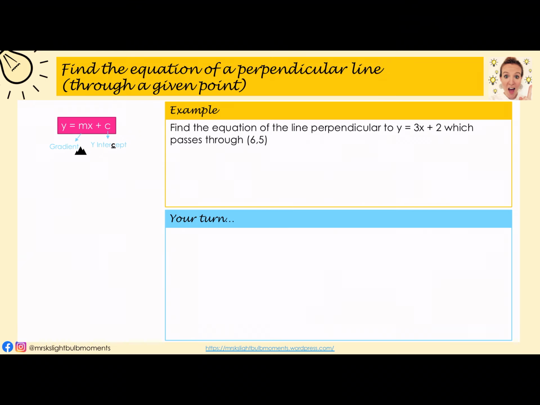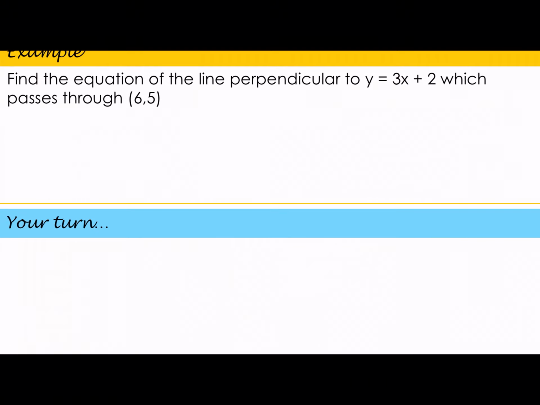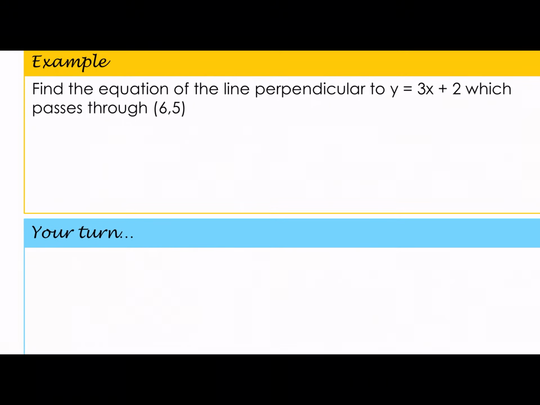Okay, well done. I told you there's one more. Okay, let's see if we can do this one now. Find the equation of the line perpendicular to y equals 3x plus 2, which passes through (6, 5).